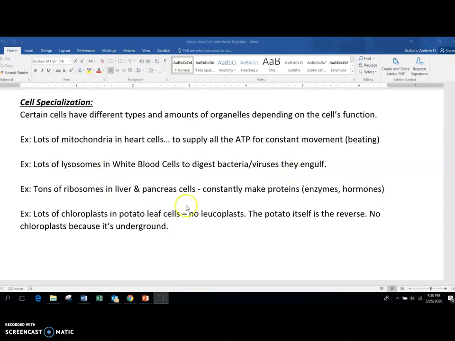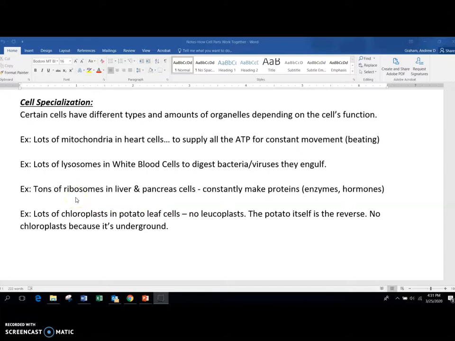If we look at liver and pancreas cells, there's tons of ribosomes in there. Why? Ribosomes make proteins. Okay, maybe they're making enzymes for digestion. Maybe they're making hormones like insulin, which is a protein. Okay, so because they make so many proteins, they tend to have a lot more ribosomes than other types of cells.